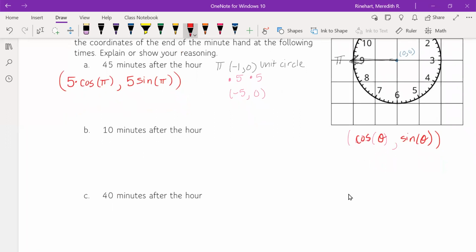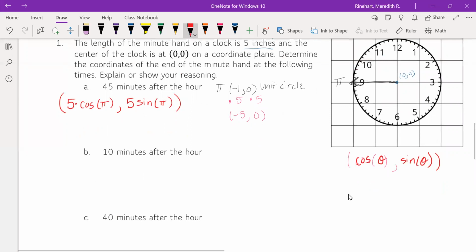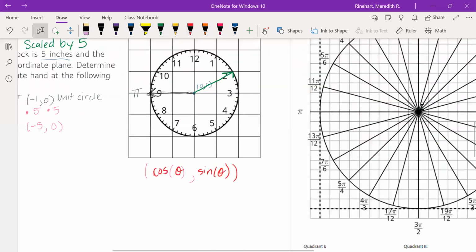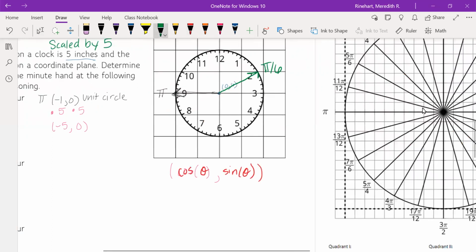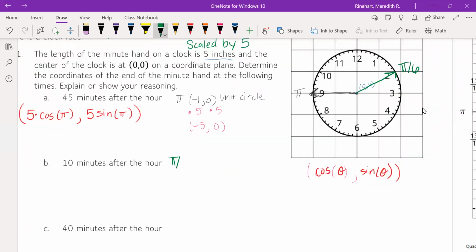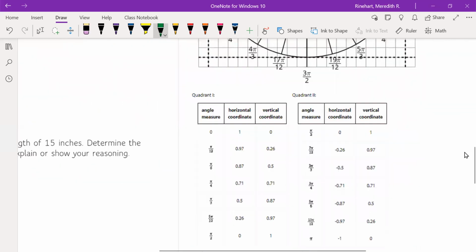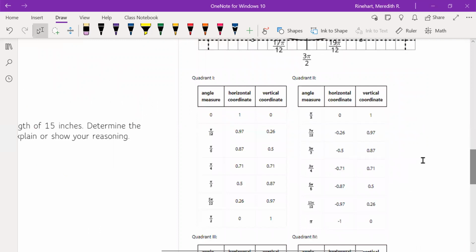Same idea for part B. 10 minutes past the hour would be here at the 2. On a unit circle, that's approximately pi over 6. On a unit circle, pi over 6 has the approximate values of 0.87 and 0.5.